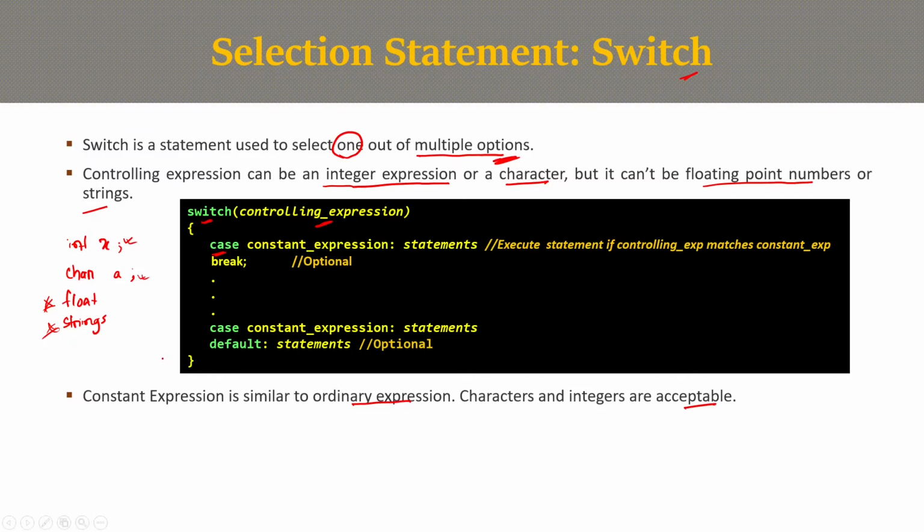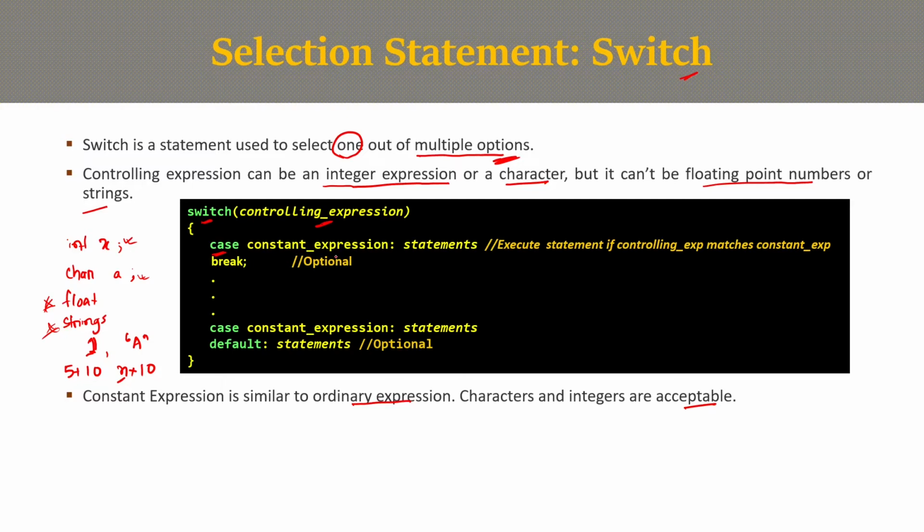So here we need to write the expression like 1. If it is 1, we need to write 1. For characters we need to write a. We can write it like this. We can also write something like 5 plus 10 for this constant expression. But what we cannot write is n plus 10, because here n is a variable. So we need to write a constant expression.